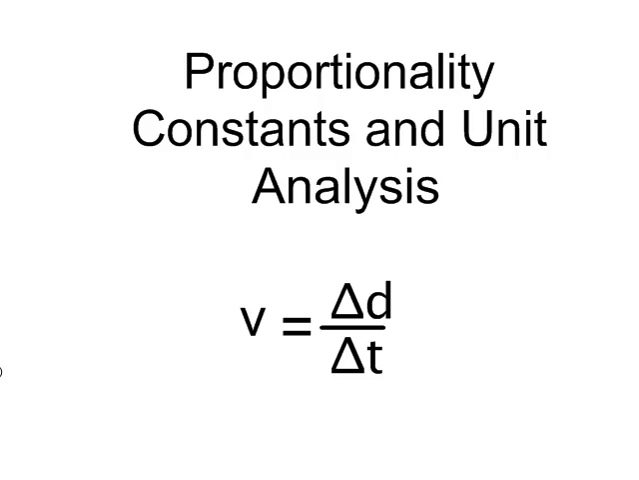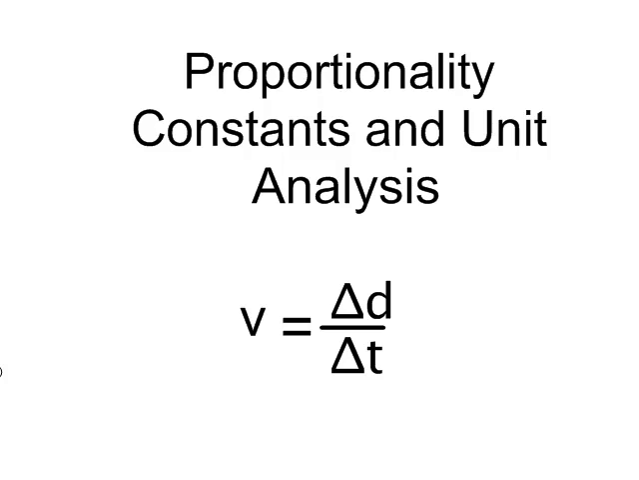In this activity, you're going to be looking at proportionality constants from the standpoint of unit analysis. Now, unit analysis is really pretty straightforward. Take, for example, the relationship velocity is equal to the change in displacement divided by the change in time.